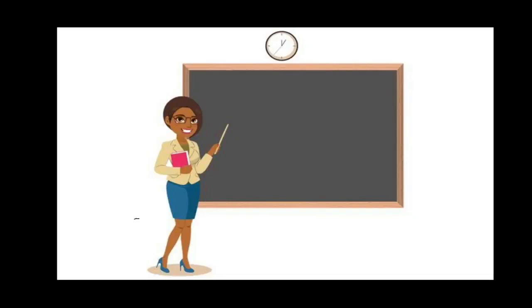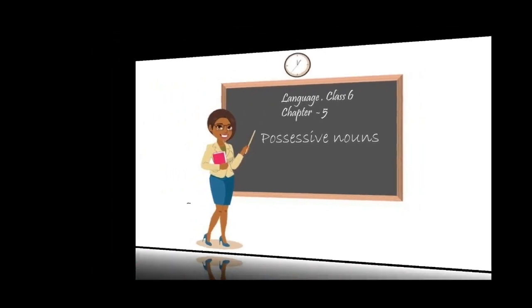After a long time, let's see what we are going to begin today. Today we are going to read language, which is of class 6, chapter number 5, and the name of the chapter is possessive noun. Let's see what this means.